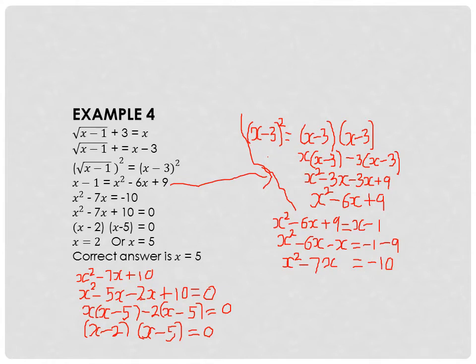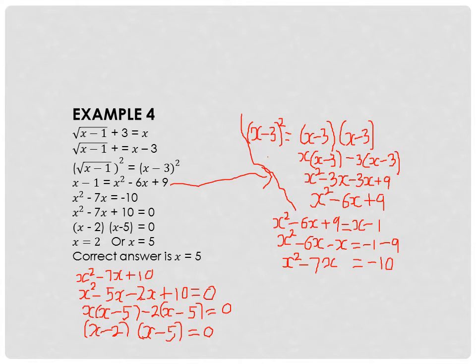So now example 4. If we have the square root of x minus 1 plus 3 is equal to x. Here, learners, before we square both sides, 3 must move to the right hand side, and since it is positive, it will become negative. So therefore, we are going to have x minus 3. Then we can square both sides to do away with the square root.